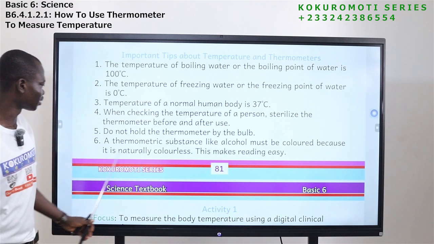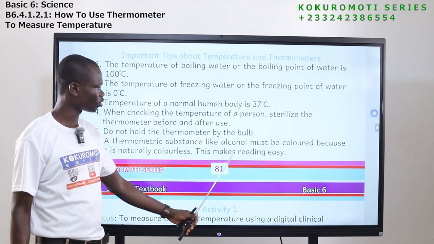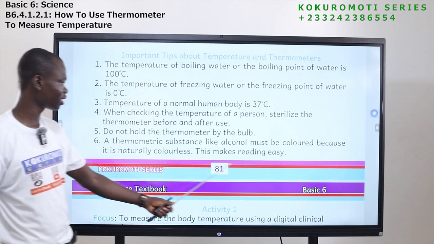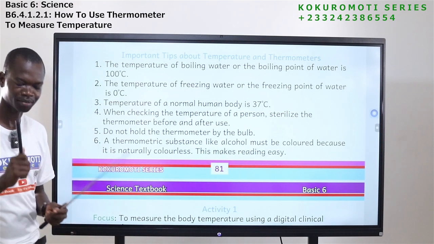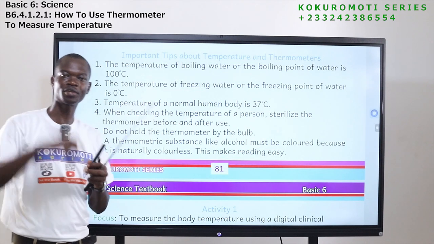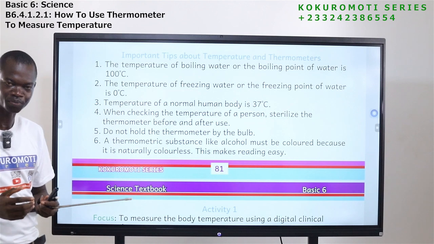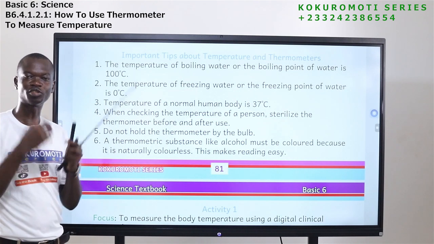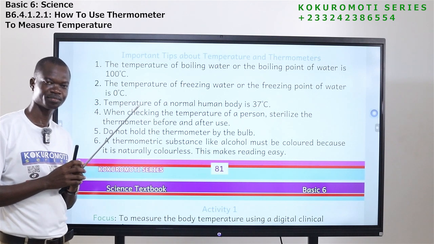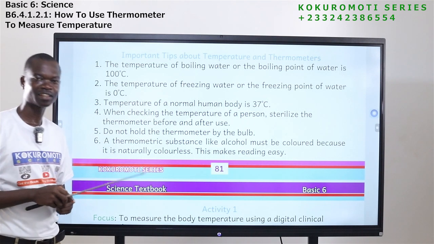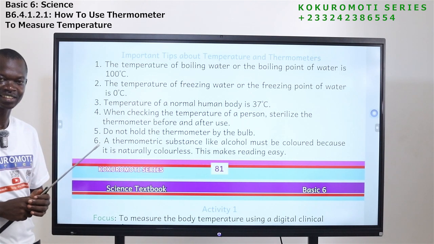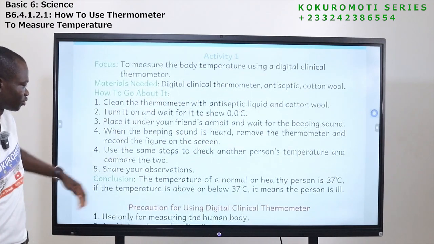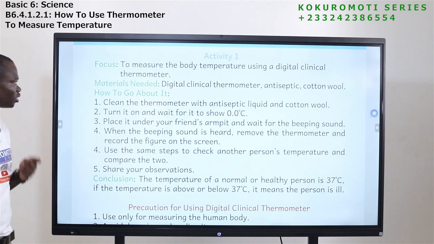A thermometric substance like alcohol must be colored because it is naturally colorless. This makes reading easy. So if the liquid you have in the thermometer is alcohol, make sure you add some color to it so that it will be easy for you to read. Alcohol by nature is colorless. So if you don't add color, it will be very difficult for you to know the temperature.